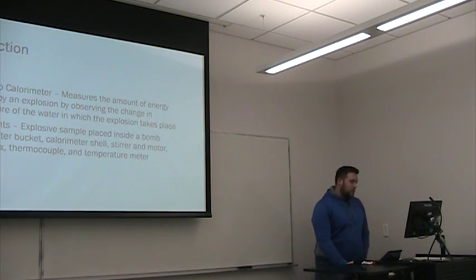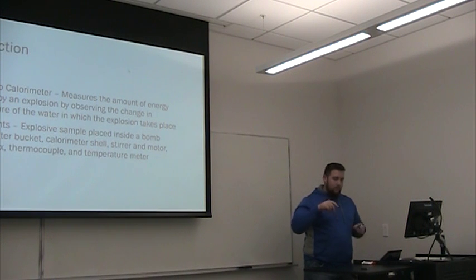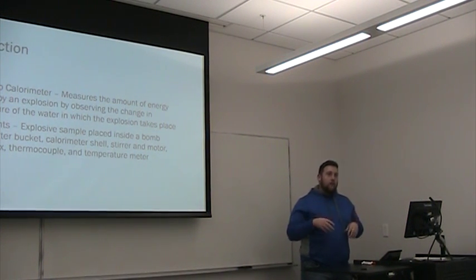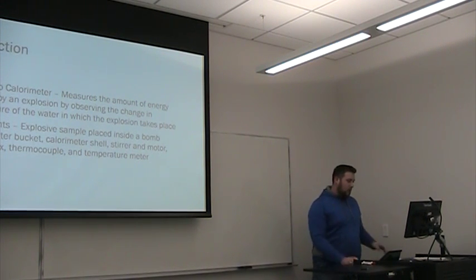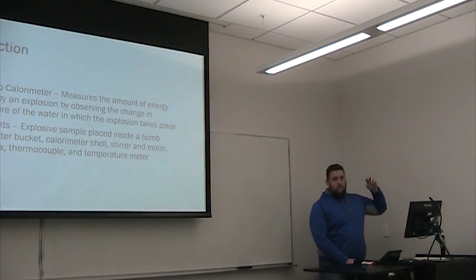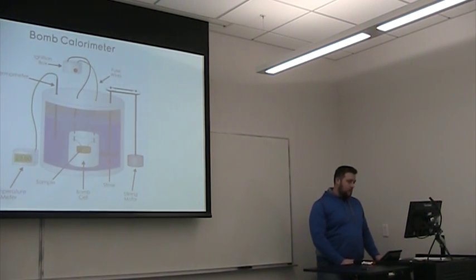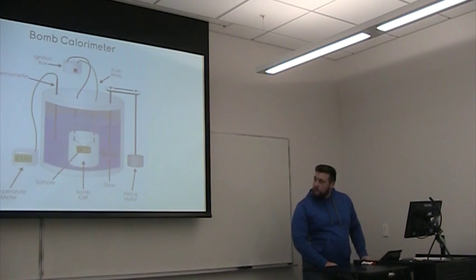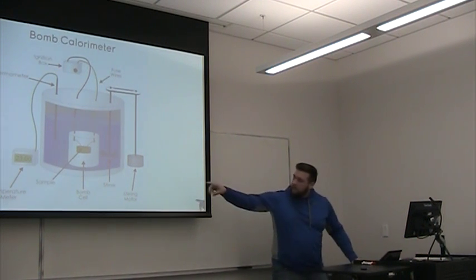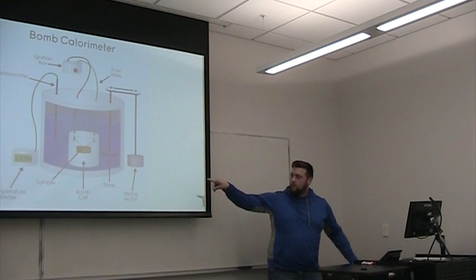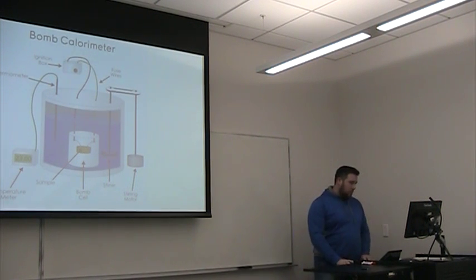Components: it's an explosive sample inside a little crucible that's inside the bomb casing, placed in a bucket of water that's also within a calorimeter shell. It has a thermocouple in the water, and ignition wires going into the bomb casing and the sample. There's a little diagram. This one's a little different from the one we're using, because the one we're using has the bomb inside a bucket of water that's inside the shell around it, not just sitting in a shell filled with water.